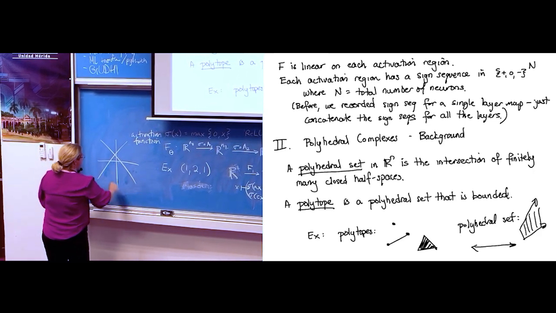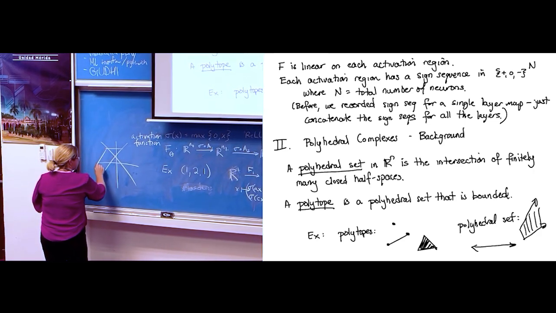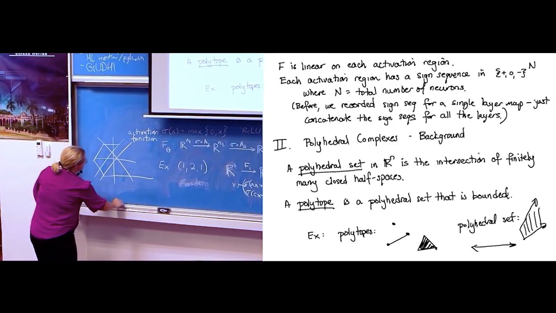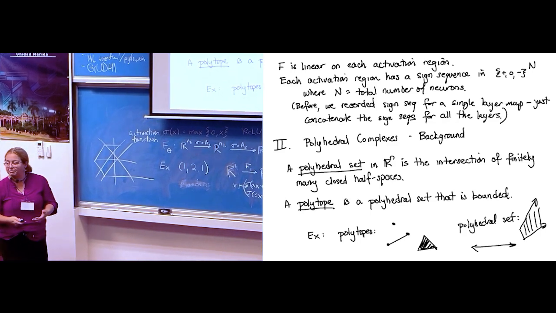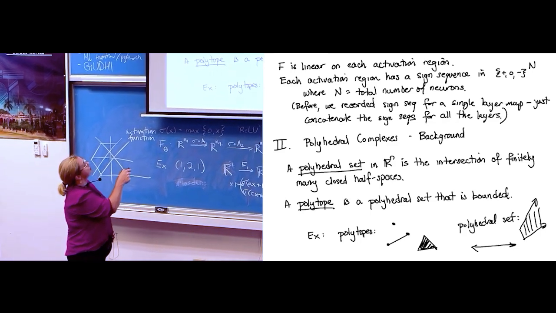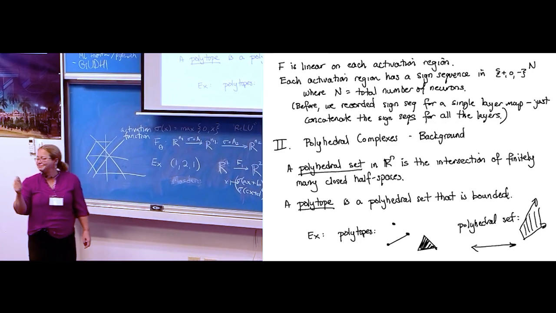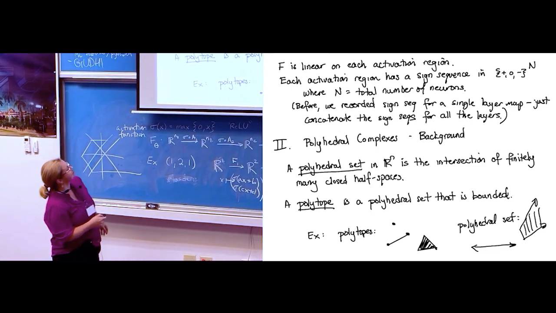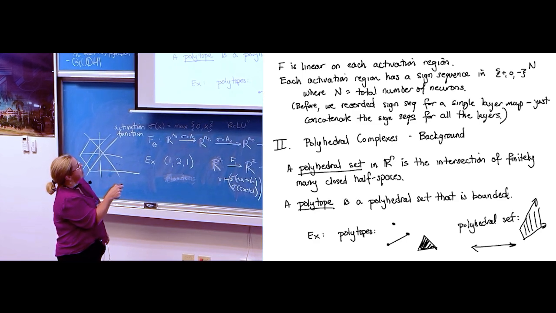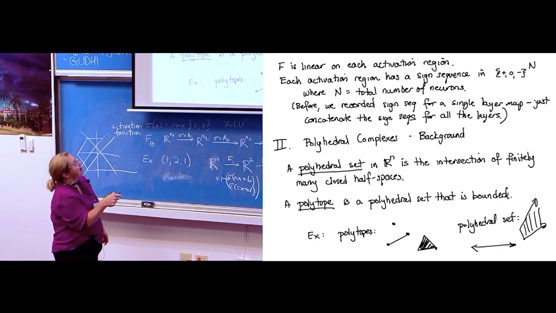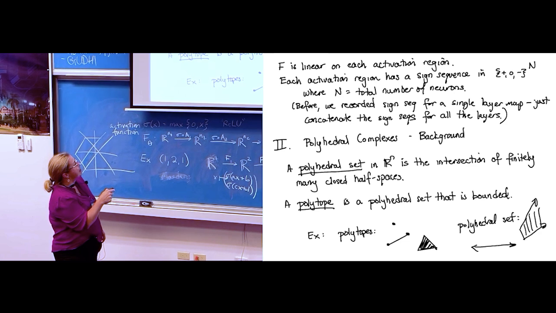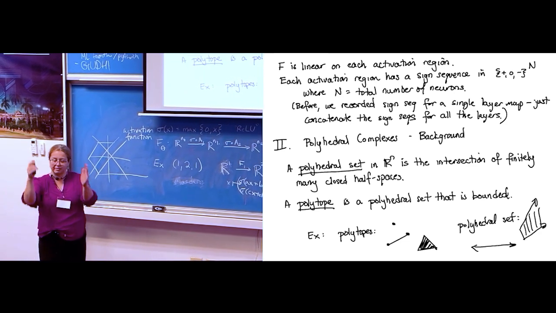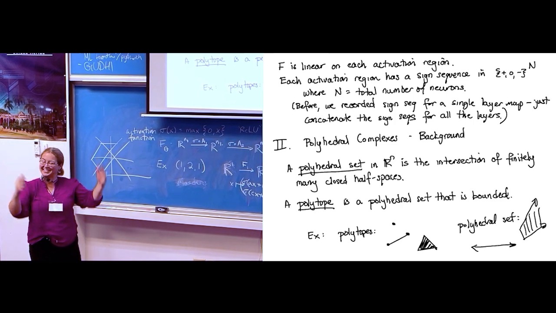Okay, great. So what are these things that we're getting by pulling back all these hyperplanes? You start with hyperplanes, and then you start drawing these ones that go like this, these bent hyperplanes. So what we're doing is cutting up the domain into polyhedral sets. So part 2 is the background definitions associated to polyhedral sets. A polyhedral set in Rn is the intersection of finitely many closed half spaces. Just a fancy way of saying it's something with flat sides.